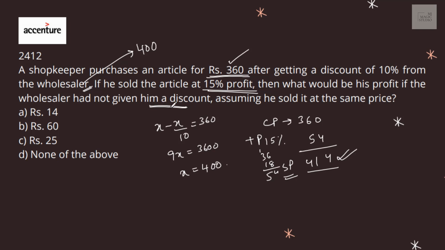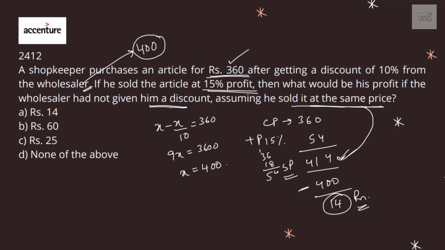Okay, so now if the wholesaler is not giving a discount, that means the wholesaler is selling to him at 400 and he is selling at 414. So less 400, in that case, profit would have been only rupees 14, and the shopkeeper is selling it at the same price. That means he is selling it at 414, and if the wholesaler price was 400, he would have gained only 14 rupees. That is in option A.